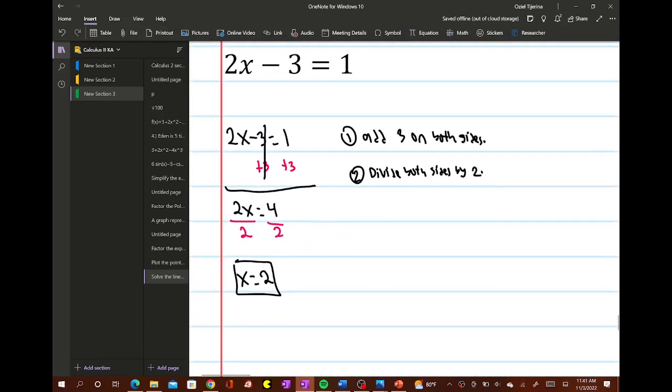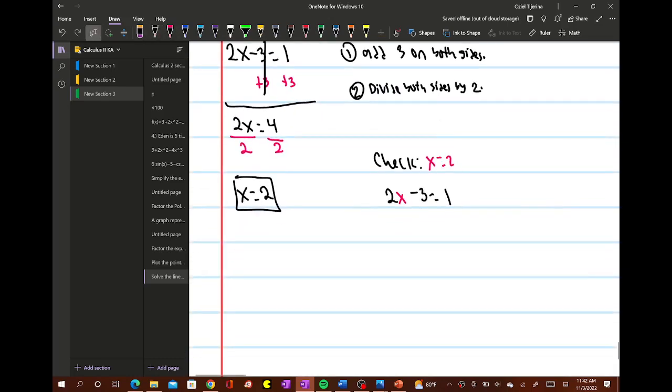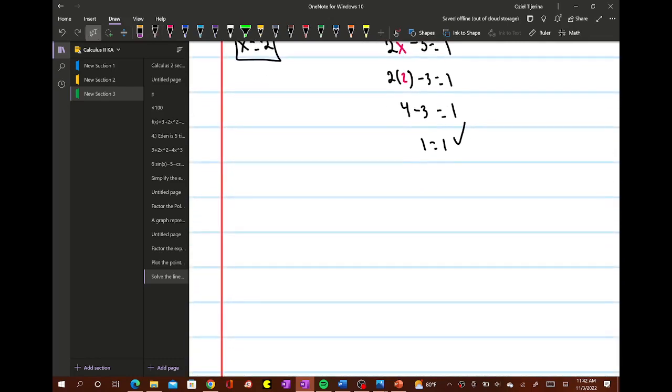Another thing is that you can check your solution for x. So for x equals 2, let's put check here. We have 2x minus 3 equals 1. When we plug 2 in, we have 2 times 2 minus 3 equals 1. 2 times 2 is 4, and 4 minus 3 is 1. So 1 is equal to 1. So we did it correctly, right? If you're not sure whether or not you did it correctly, you can always check your solution, right?